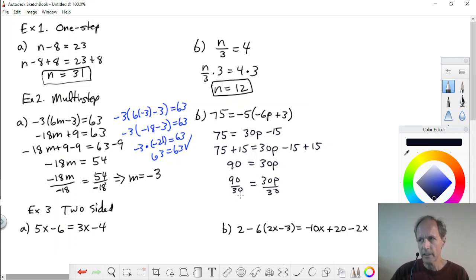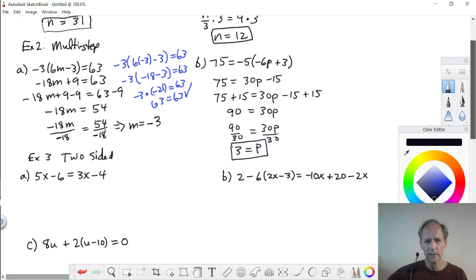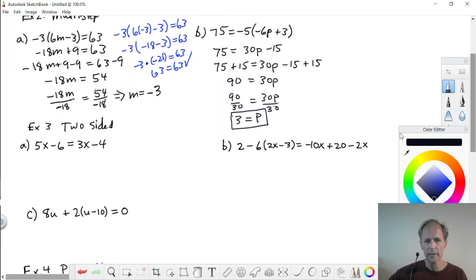On the left you have 90 over 30, which is 3. 3 equals p. Okay. Zip right through these. Then you could, of course, plug that in to check it.